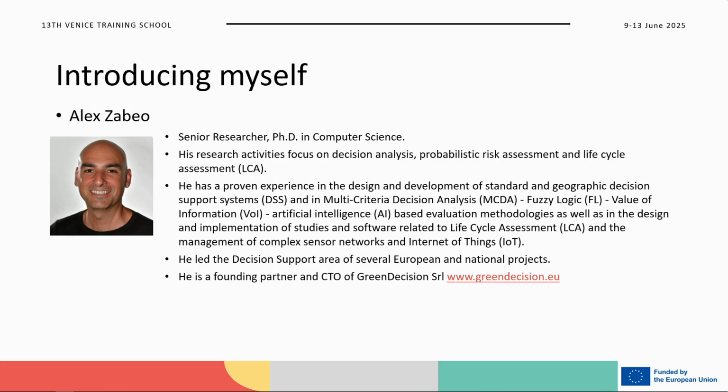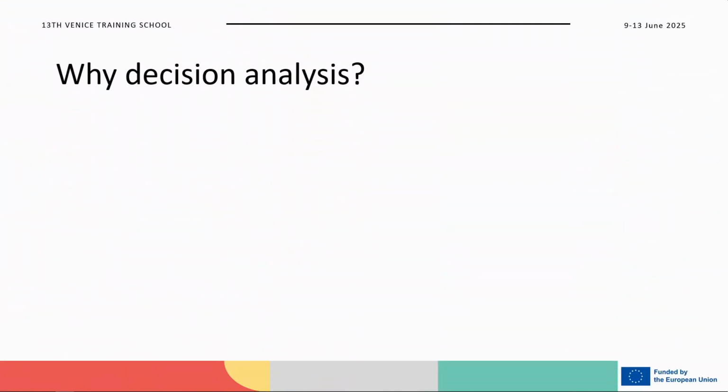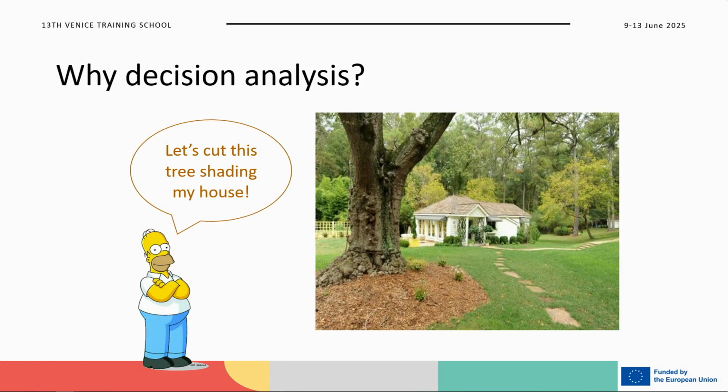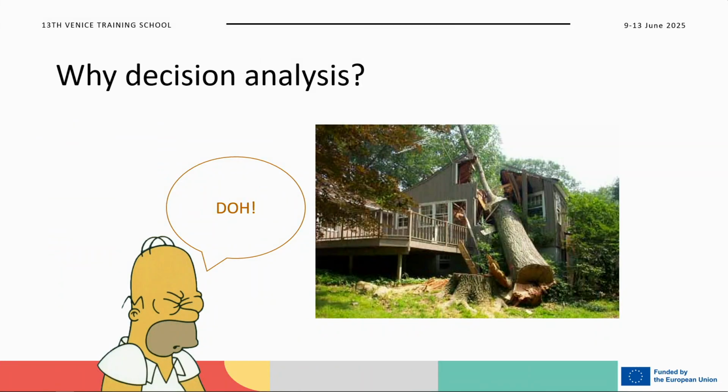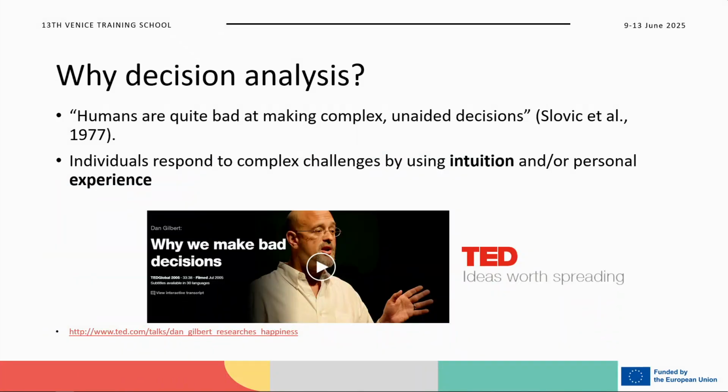So the first question is, why does multi-criteria decision analysis exist at all? We take decisions every day, and everything works. Homer wants to cut the tree because it shades the house, but of course it was a wrong decision. So you need to think about things that you do, because we tend to make wrong decisions. In fact, we are very bad at taking complex decisions, if not aided. We usually base on intuition and experience.